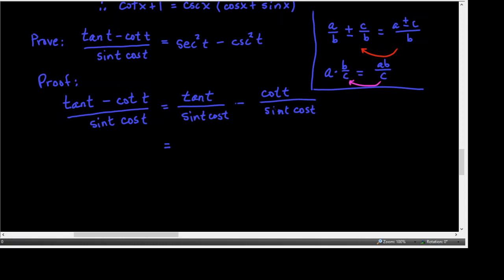So I'm going to put the tangent T out in front, like the A, which would leave a 1 in the numerator over sine T, cosine T. And then I'm going to do the same thing for the cotangent of T, pull it out in front, and it will be multiplied by 1 over that common denominator.